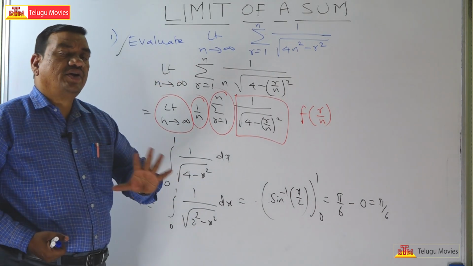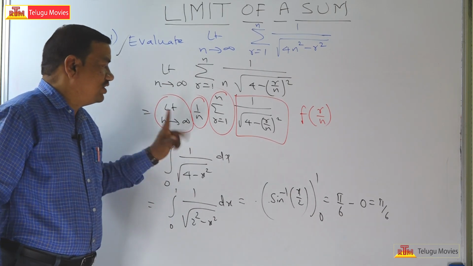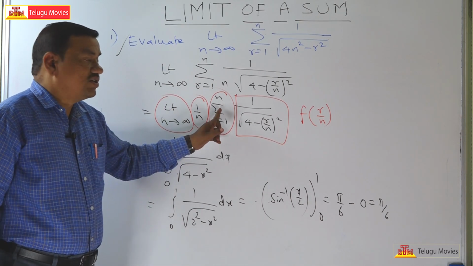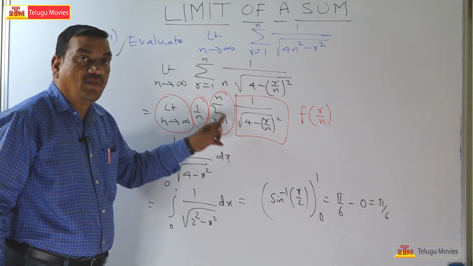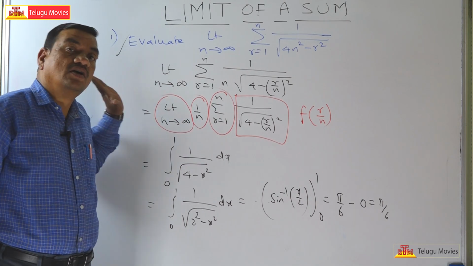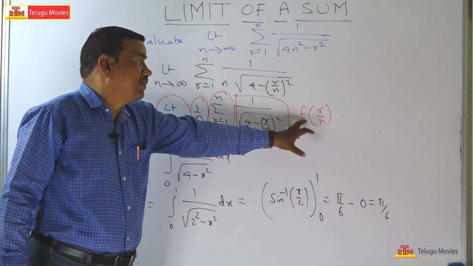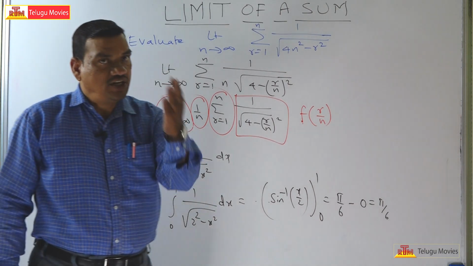Now I am going to explain a few more problems. The first thing should be limit n tends to infinity. Next, immediately you have to get 1 by n. Next, immediately you have to get sigma. So limit, 1 by n, sigma. The same format should come. Whatever the function may be, that should be f of r by n. Now let us see the next problem.